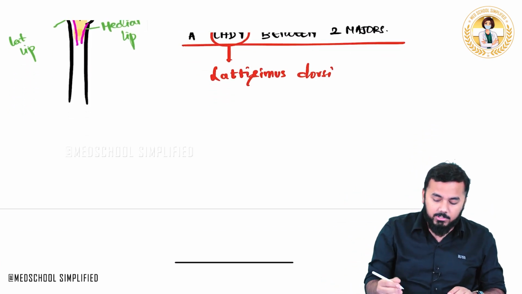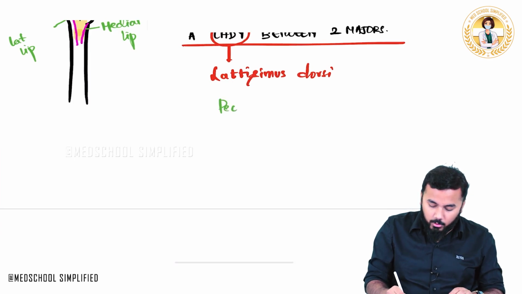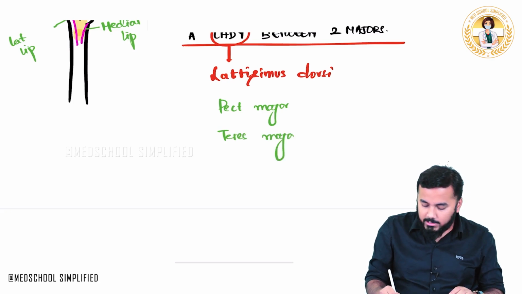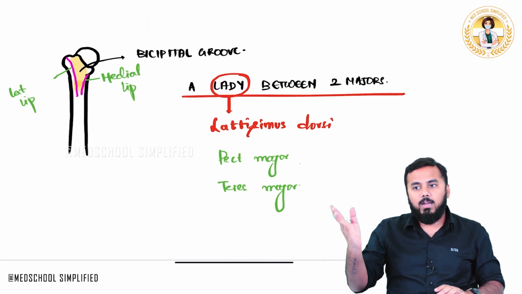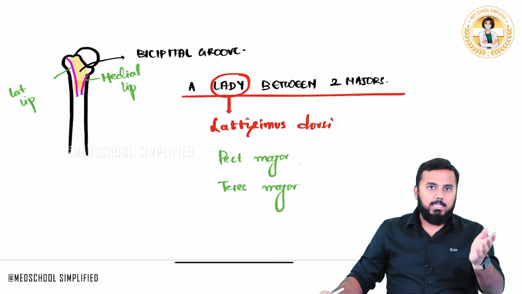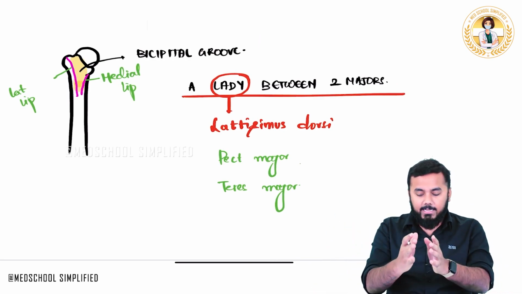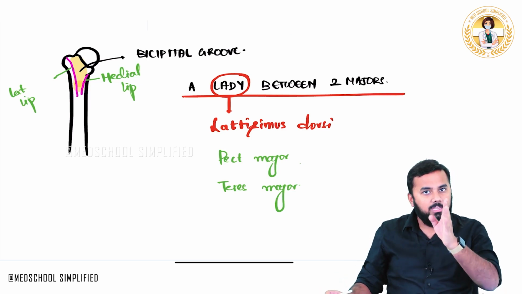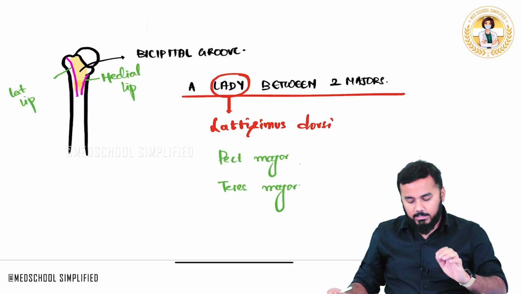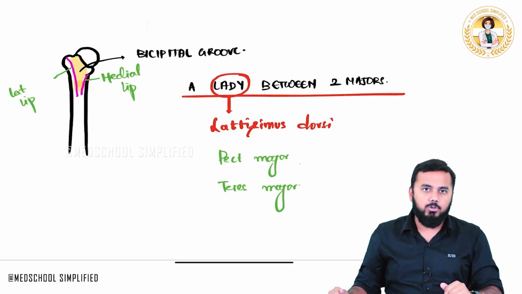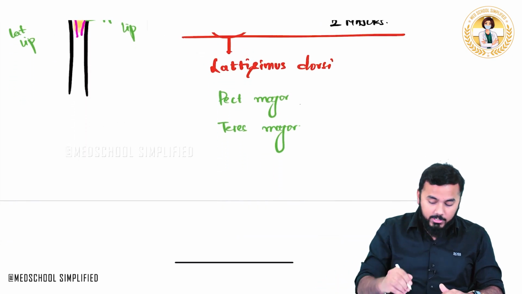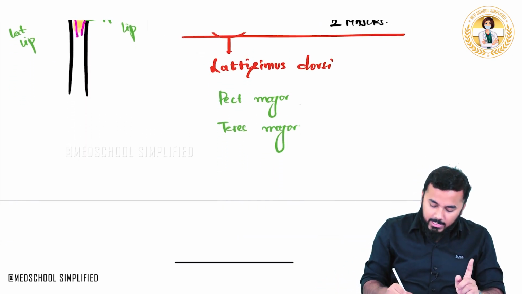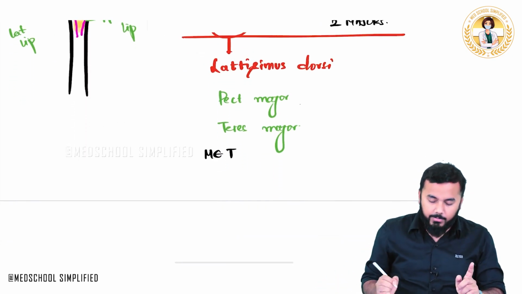What are the two major muscles which we have? We have got pectoralis major and teres major. Right? So on one lip there is pectoralis major, on the other lip there is teres major. In the center there is a lady, that is latissimus dorsi. In the bicipital groove, in the intertubercular sulcus, there is latissimus dorsi.